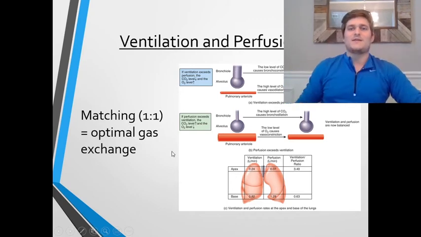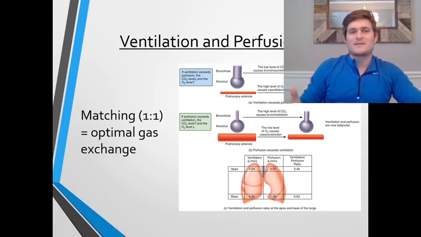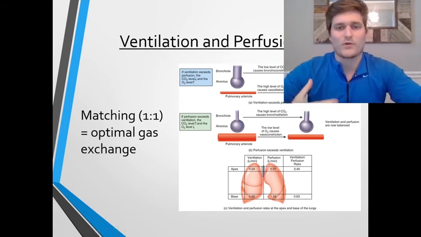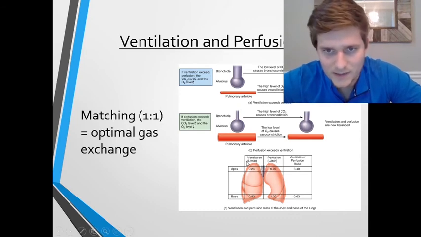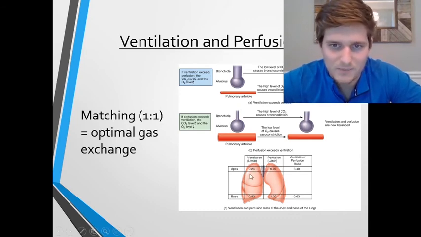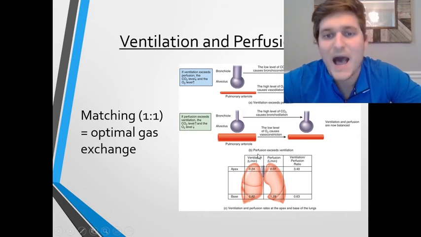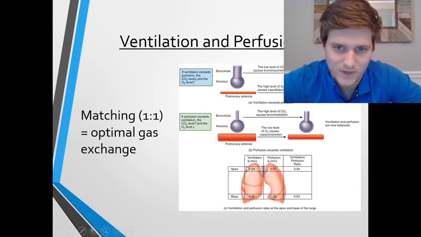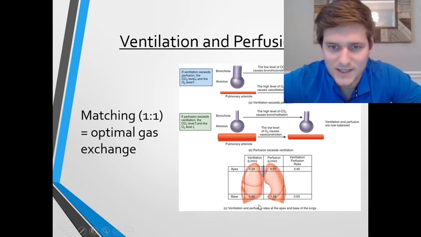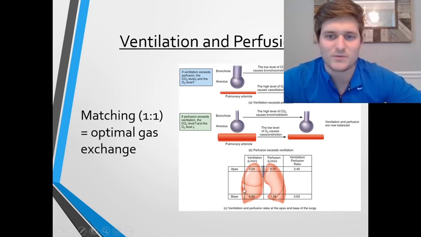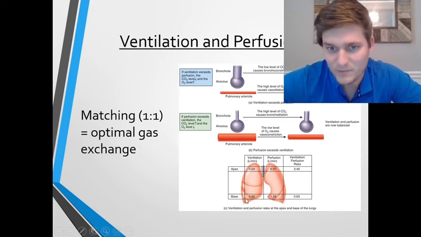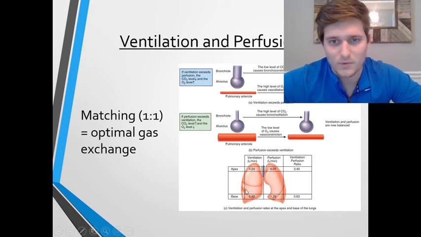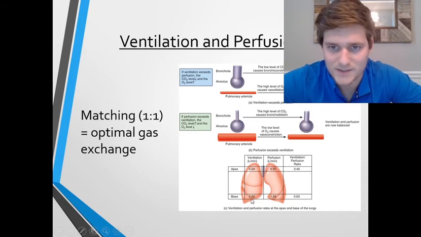But what we see in the lungs is that it is not this ideal ratio all the way across. In the upper portion of our lungs, the apex, we are going to see high ventilation to perfusion ratios. We're going to see high amounts of air and lower amounts of blood flow, which creates a little bit of a mismatch. And then at the base, we see lower ventilation to perfusion ratios with a high amount of blood flow and lower amounts of ventilation as far as ratio is concerned.